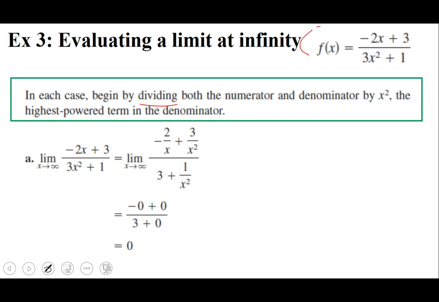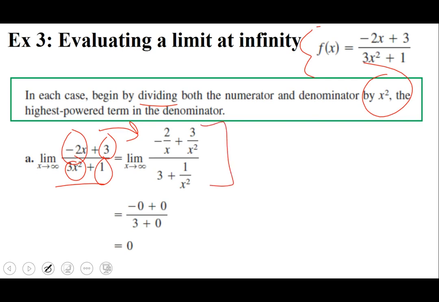So here in example 3 is the rational function in question, negative 2x plus 3 over 3x squared plus 1. Again, the technique here will always be to divide everything in the top and bottom by the highest power term in the denominator, which of course is x squared. So from this original problem to the next step, notice that I'm dividing each of these 4 terms all by x squared, and then I simplify them.